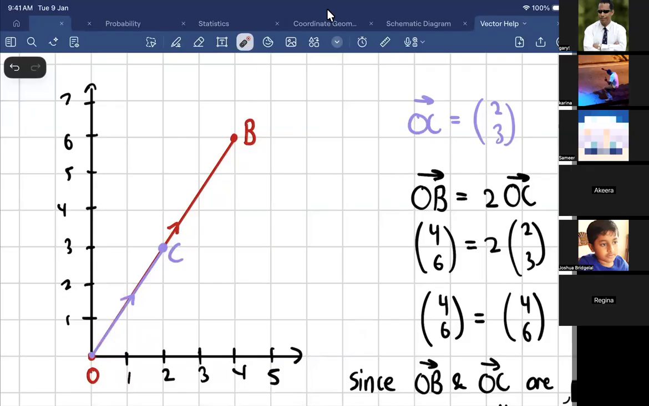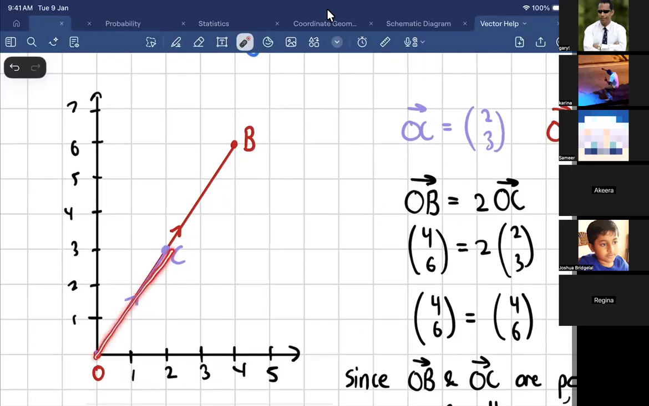Because think about it. If this vector wasn't starting at the origin, it could have started over here, but would it be collinear? No. But because it's starting specifically at the origin, which is a common point with OB, you can see that they are collinear, right? Yes, sir. All right, there's another way to do that question, you know.